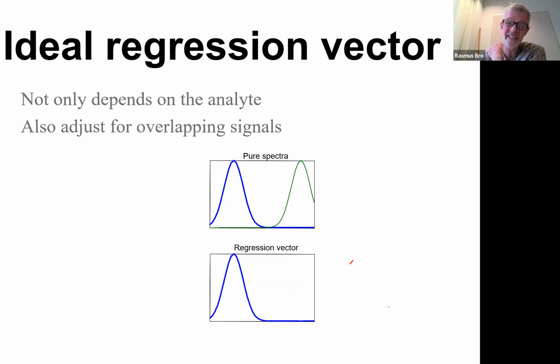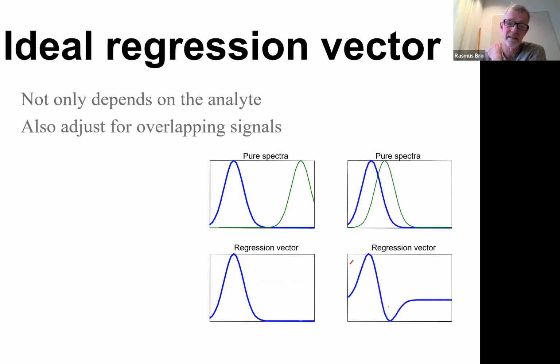But now let me make it just slightly more complicated. Let's say that the interfering green signal is overlapping with the blue one. What you're going to find is that the regression vector is going to change. And mathematically, what it is now is the blue one orthogonalized with the red one.